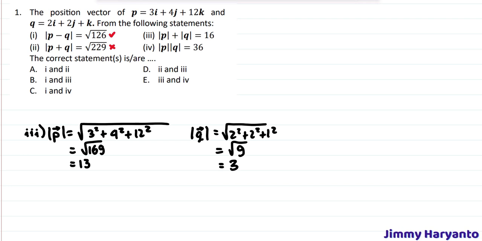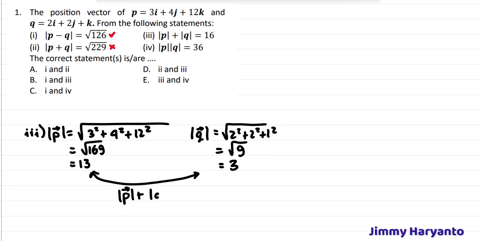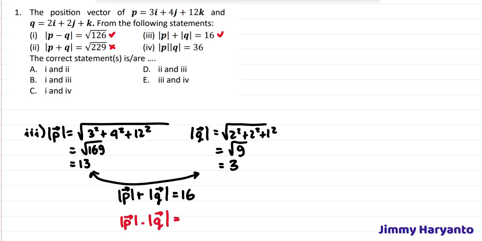That is 3. So altogether the value of the magnitude of P plus the magnitude of Q will be 16. And then if you multiply them, magnitude of P times magnitude of Q, it should be 13 times 3 equal to 39. That is not physics. So 1 and 3. The answer is 1 and 3.